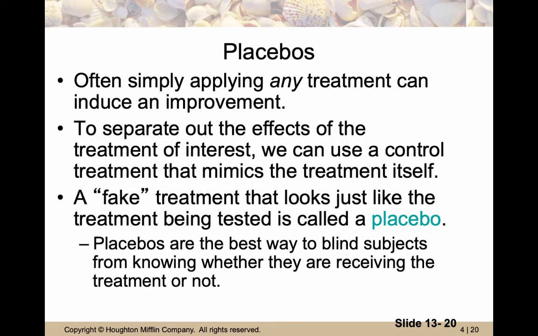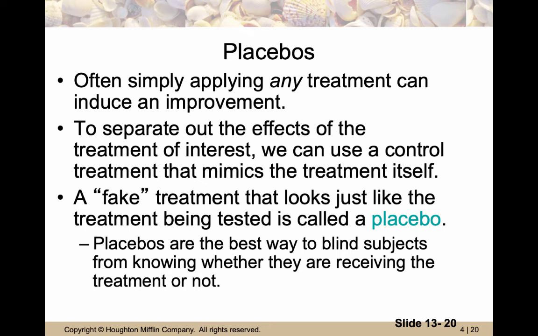Okay, earlier I said there's a certain type of control: if we were testing a new headache pain medication against Tylenol, acetaminophen, we might want another treatment, and that would be a placebo treatment. Often, simply applying any treatment can induce an improvement. Your brain thinks you're going to get better, and so you do. To separate out the effects of the treatment of interest, you can use a control treatment that mimics the treatment itself. A fake treatment that looks just like the treatment being tested is called a placebo.